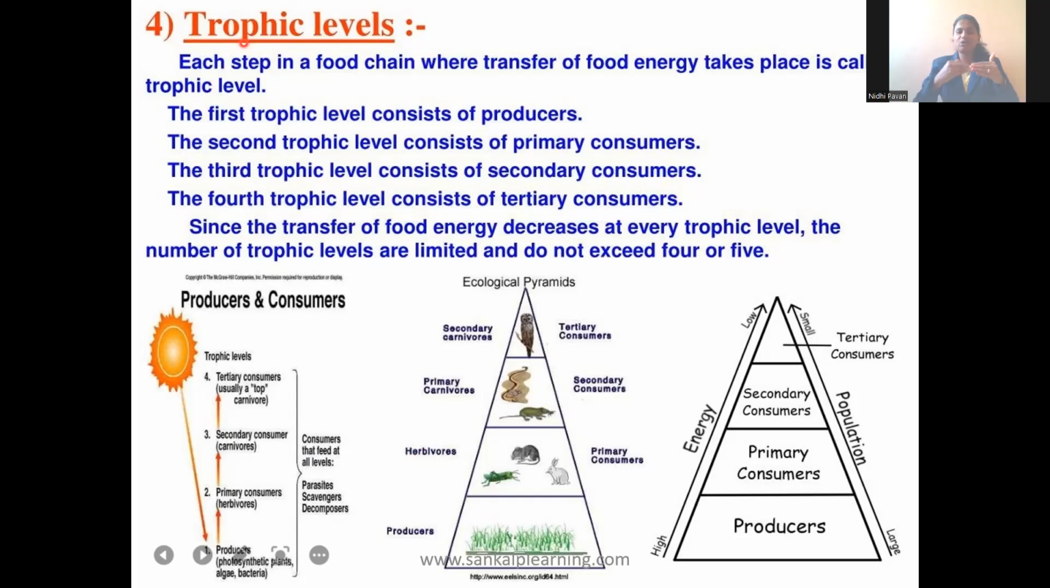As the transfer of food energy takes place from one trophic level to another trophic level, the energy decreases. Remember, the energy goes on decreasing when it shifts from one trophic level to another. That is why trophic levels will always be limited to 4 to 5. It will not exceed 5 because energy will be decreasing at each trophic level.